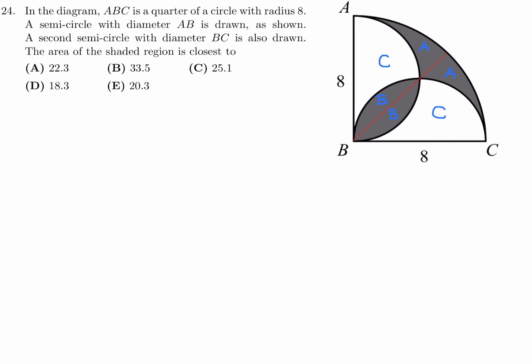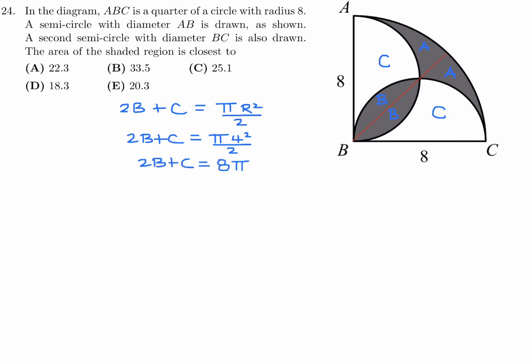Well, the first thing, of course, is I've noticed that this is a semicircle, and that semicircle, in terms of my lettering, is 2b plus c. The area of a semicircle is pi r squared divided by 2. So 2b plus c is pi r squared divided by 2. R in this case, well, the diameter is 8, so radius would be 4. So it would be pi 4 squared over 2. And therefore, 2b plus c is 8 pi. So that is my first equation.